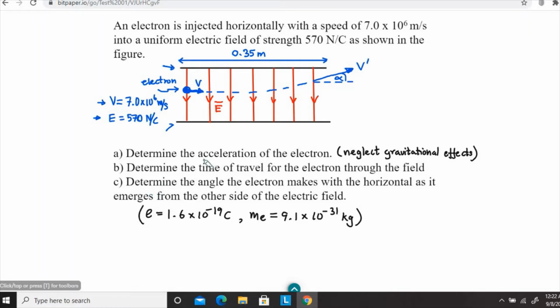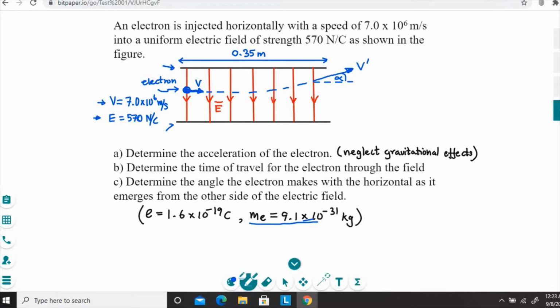The acceleration, remember, is a vector quantity, so we need to calculate the direction of the acceleration as well as its magnitude. It's also given that we can neglect gravitational effects. You can see the mass of the electron is given here. It's a very tiny mass, however still it has some mass. But the question says to simply ignore gravitational effects for the electron when calculating its acceleration. So let's look at the first part, how to do it.